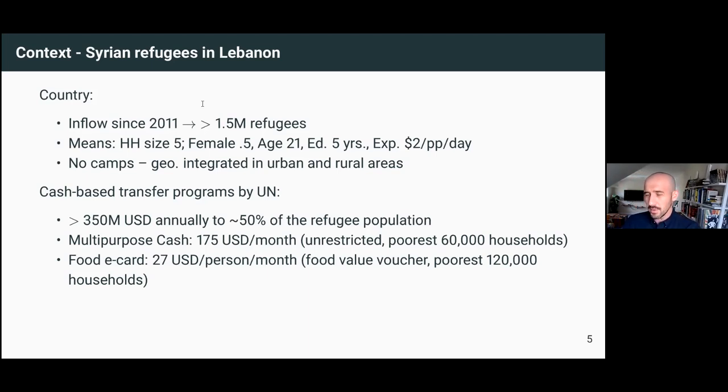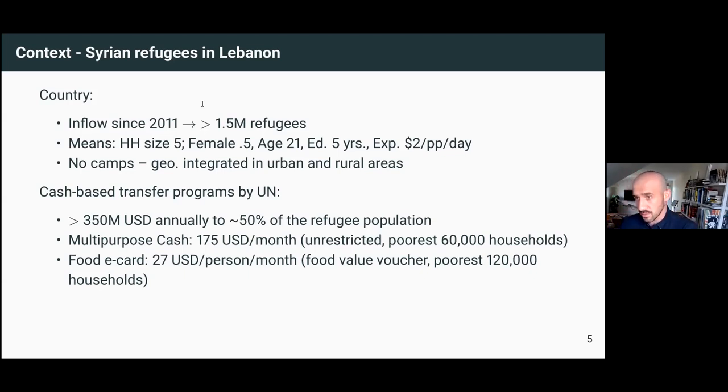And we are looking at the cash-based transfer programs provided by UN agencies and the other implementing agencies in the region. These programs are large. They reach 50% of the refugee population. We're going to be analyzing two programs.